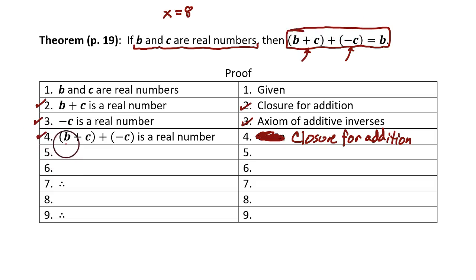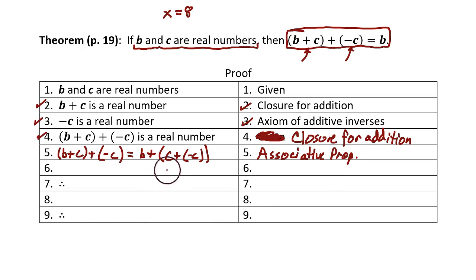Let's take statement 4 and create a logical progression of steps until we create what we're trying to prove is true. The first thing we could write is b plus c plus negative c is equal to b plus parenthesis c plus negative c. The reason we know this is true is the associative property. Next, focus on the c plus negative c part of that. What can you conclude about c plus negative c? It equals 0. Let's write that statement down. We know that adding opposites creates 0 because of the axiom of additive inverses.